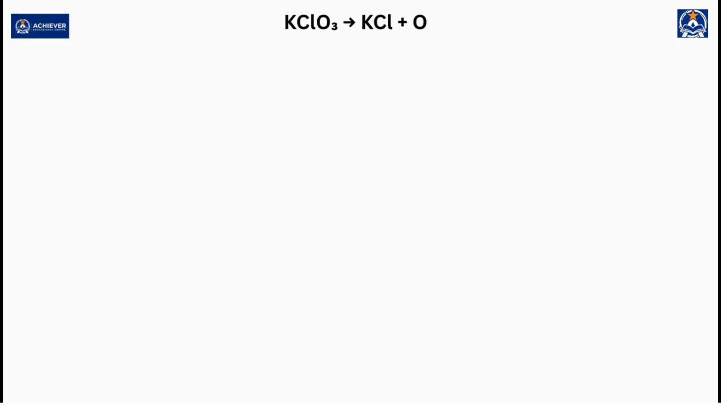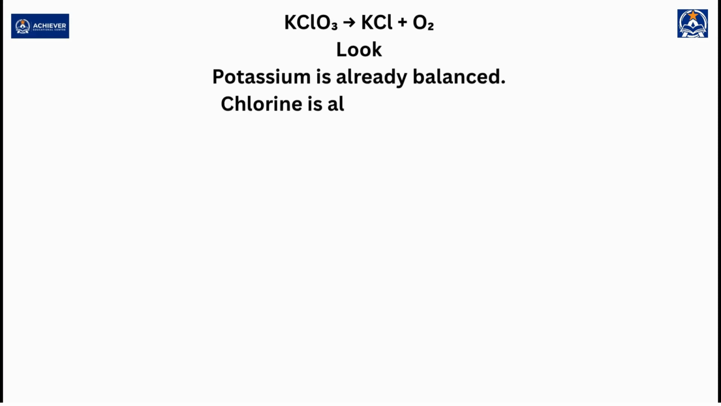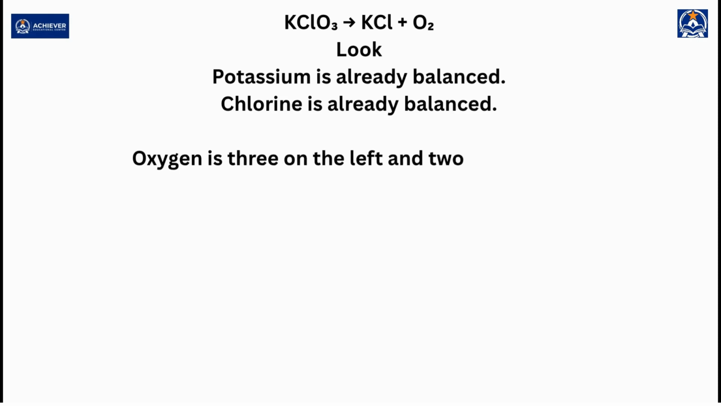Example 3. When potassium chlorate breaks down into potassium chloride and oxygen, our equation is KClO3 gives KCl plus O2. Look carefully.